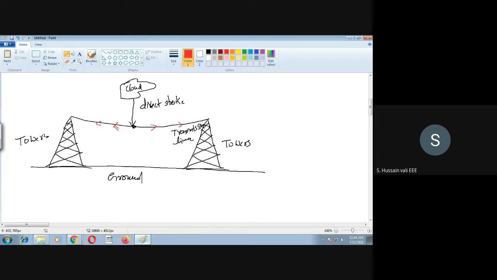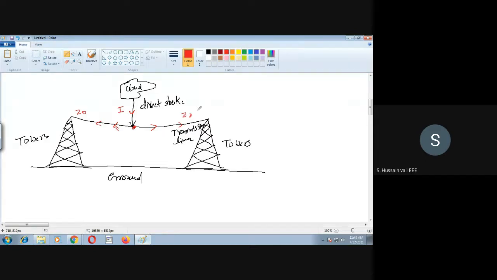Say for example, just for example, if this current is I, then this current I will get divided here. Now how much it is divided depends upon the impedance of this side and this side. Say for example, the impedance of this side is Z0 and the impedance of this side is also Z0. Most of the cases this is true.